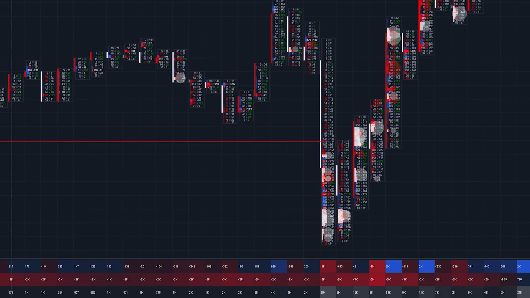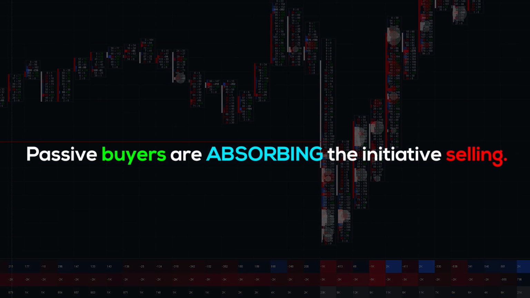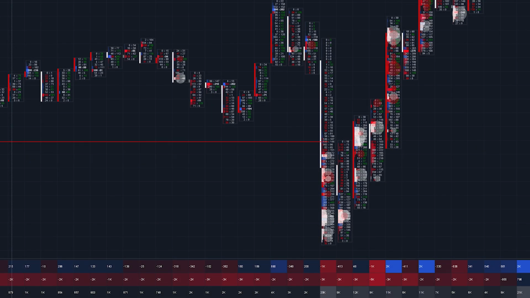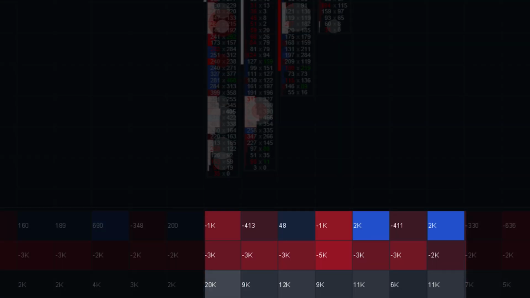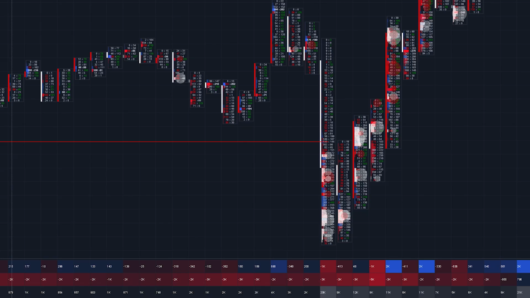Sellers are accepting worse and worse prices in an attempt to extend the move. But despite this aggression, price is not progressing lower. This tells us that passive buyers are absorbing the initiative selling. On the next bar after the sweep, delta starts to increase, and continued selling pressure fails to generate further downside. This is a failed auction at a structural extreme.